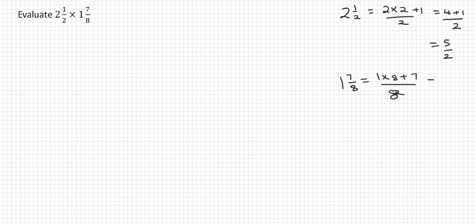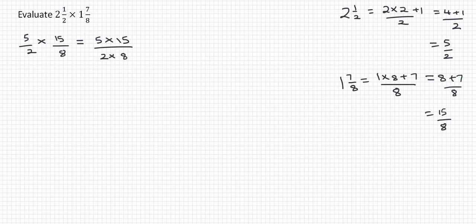And let's write that properly. So it's over 8. So that's going to be 8 plus 7 over 8, which is equal to 15 over 8. So now we have 5 over 2 multiplied by 15 over 8. So we're first going to multiply across, 5 times 15 divided by 2 times 8. We don't see any common factors in the numerator and denominator, so that's going to give us 75 over 16.